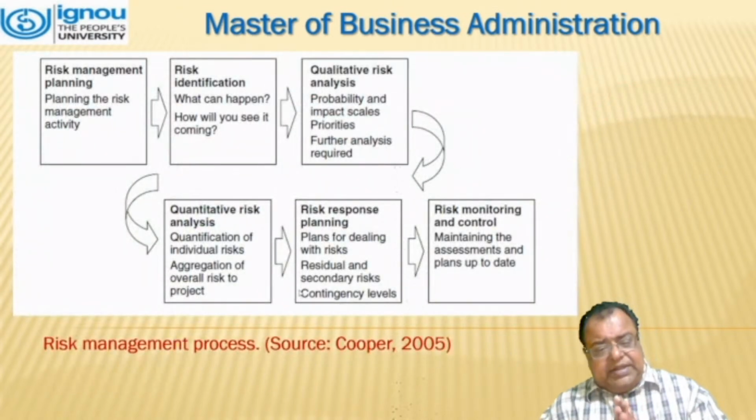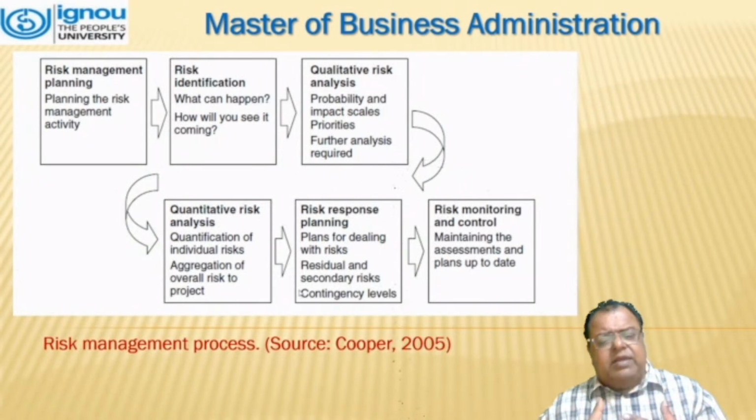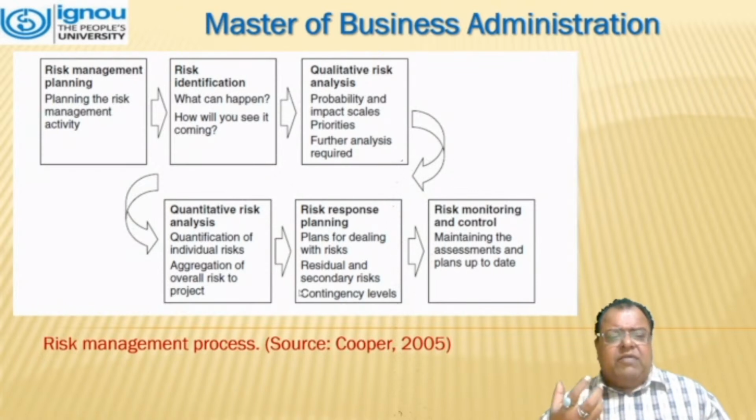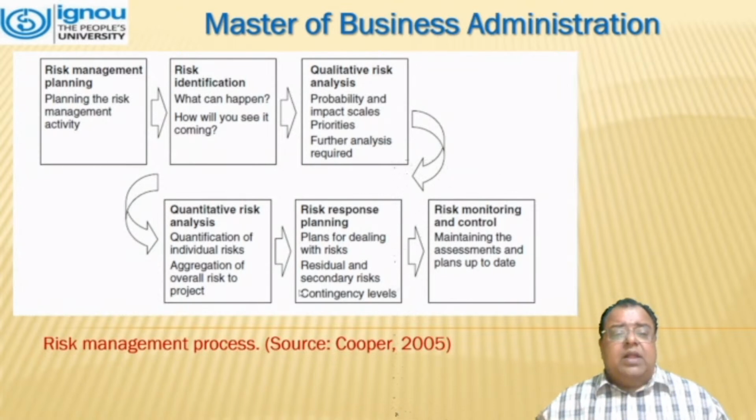Here we can see what was provided by Cooper. It is a risk management process. You can see six squares which have different stages. If we start with risk management planning, it is where the risk management activities are planned. Moving further, that is risk identification. What can happen and how will you see it coming?